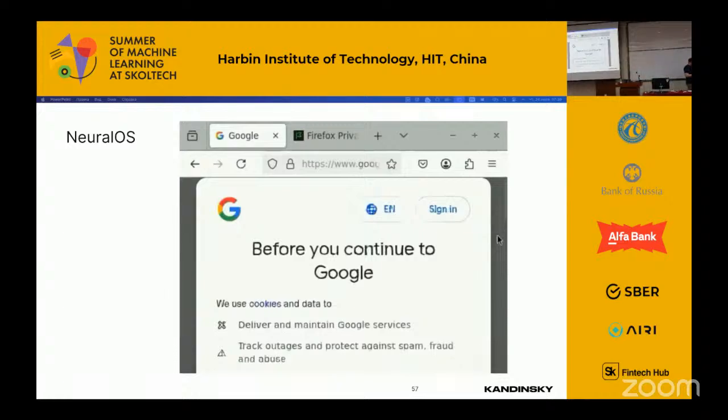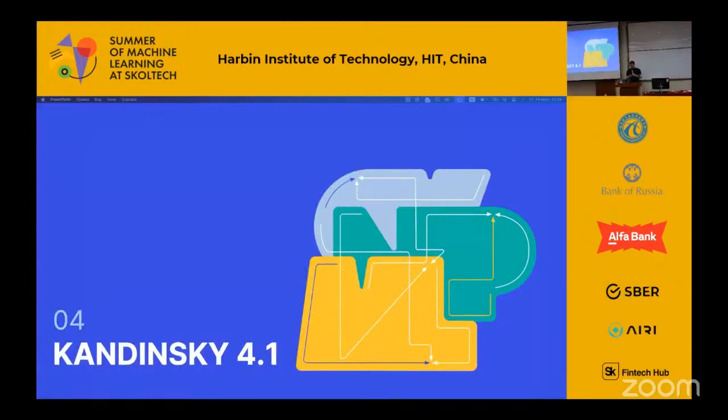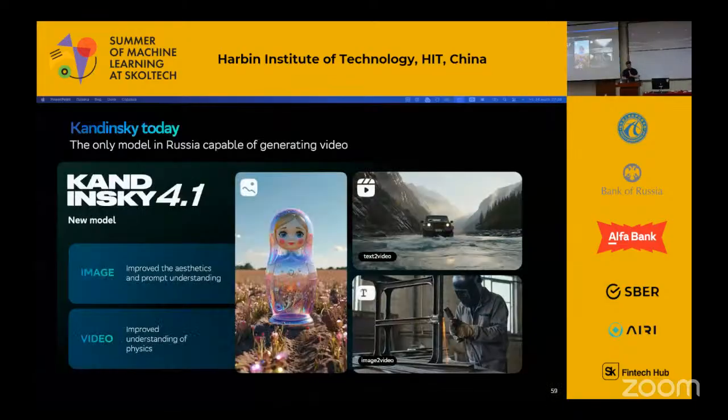So I think that it's really interesting work, at least I highly recommend to read this paper. So okay, a few words about our latest model, Kandinsky 4. I think 5 minutes is enough. Kandinsky 4.1 and what this model can do.